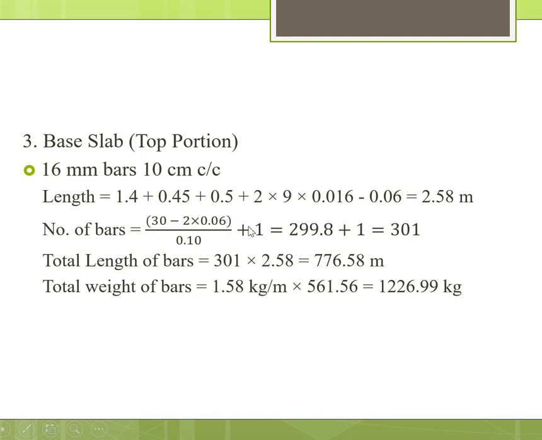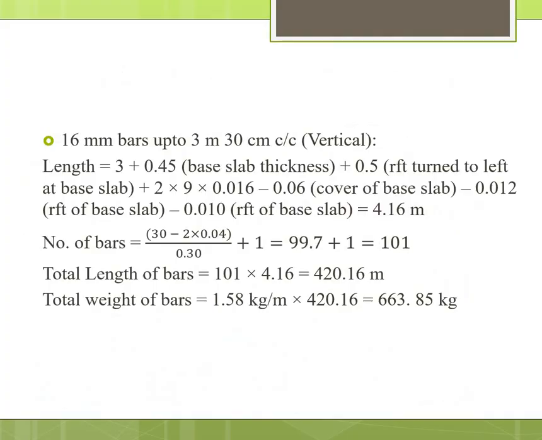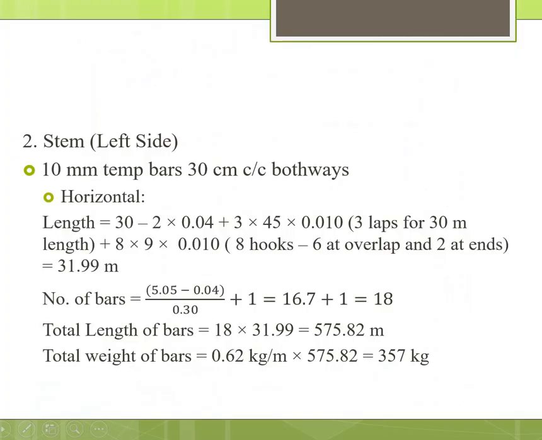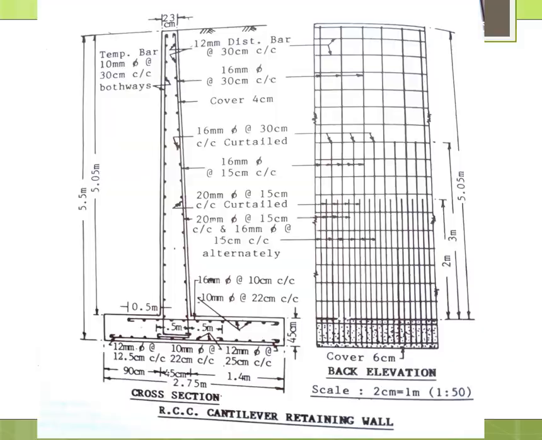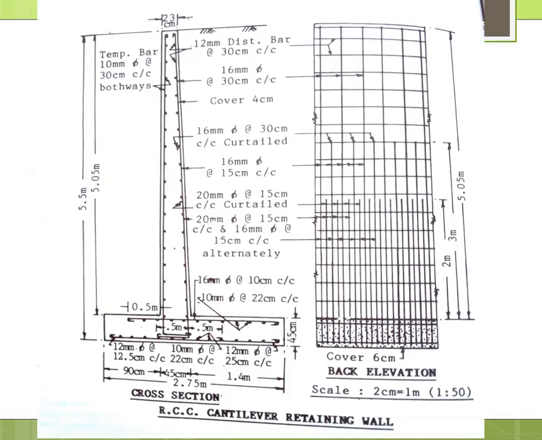Number of bars is 30 minus 2 times the cover, divided by 0.1, plus 1. I hope you can understand, the number of bars has to be calculated along this direction. Now the total length of the bars you can find out, and the total weight of the bars also you can find out.